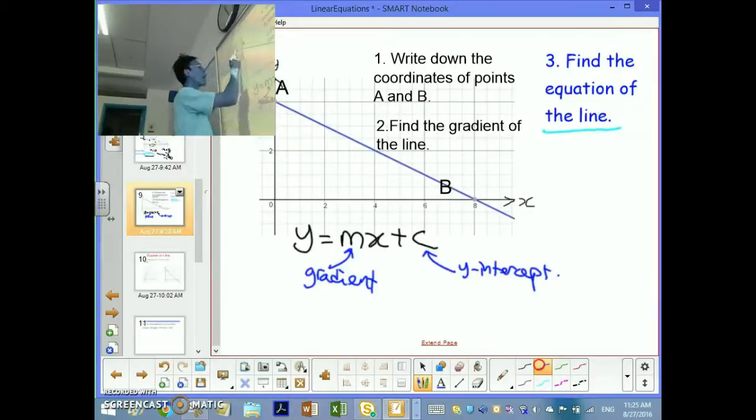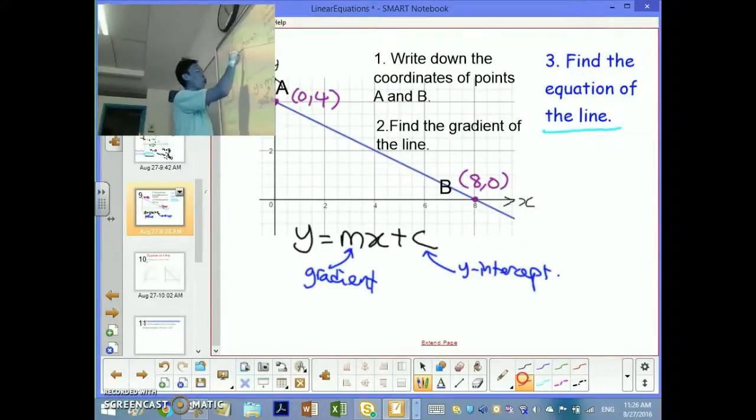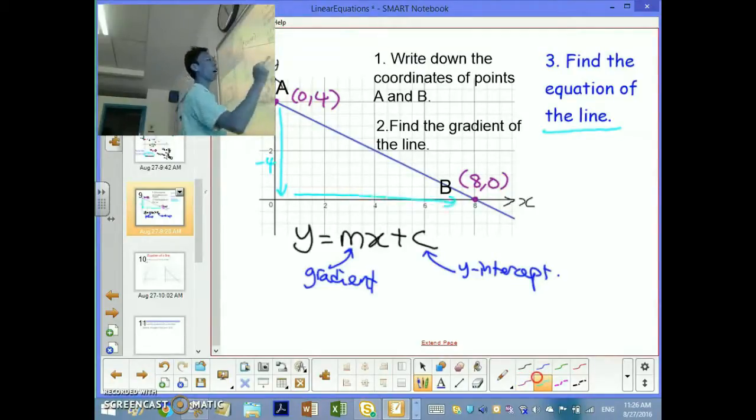Over here, for example, A is up here, and you can see that this is (0, 4). The x is equal to 0 and y is 4. And B here is x equal to 8 and y equal to 0. Basically here we have a drop of 4 units and then a run of 8 units. So the gradient here is very simple. The gradient is just m equal to negative 4 over 8, which is negative half.